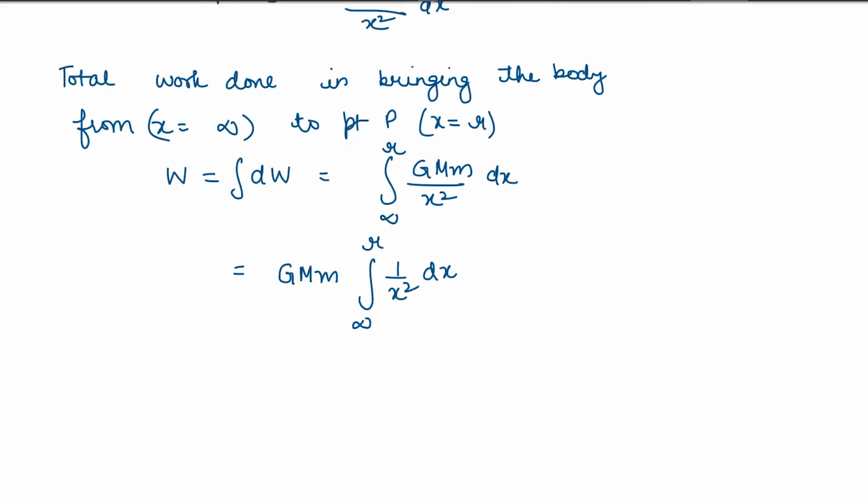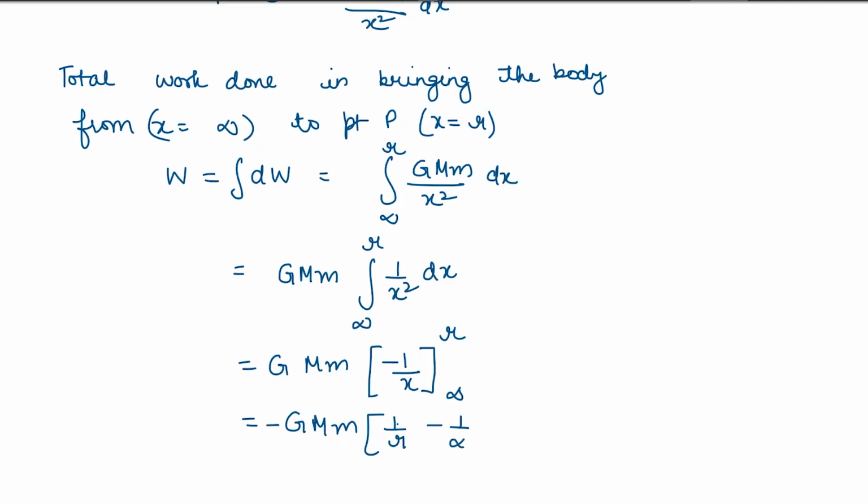And what is the integration of 1 by x square? Yes, you are quite familiar with this term now. Integration of 1 by x square is minus 1 by x. So these results you should remember, from the limit infinity to r. So when you substitute the limits, what do we get? GMm, minus sign you can take common. So it is 1 by r minus 1 by infinity. And what is 1 by infinity? 1 by infinity is 0. So the work done we get as minus GMm by r.